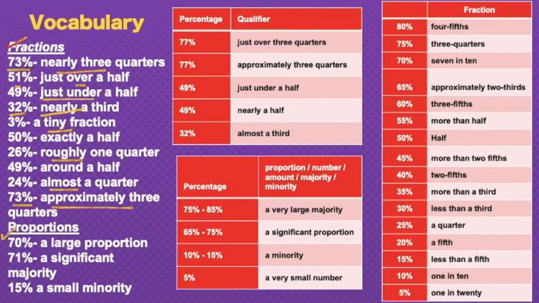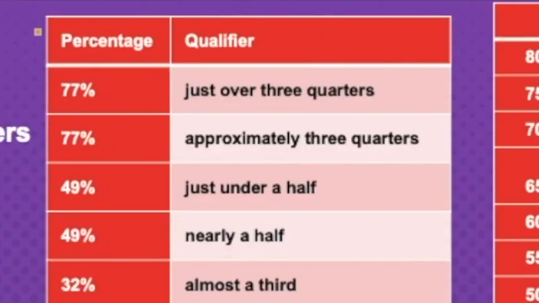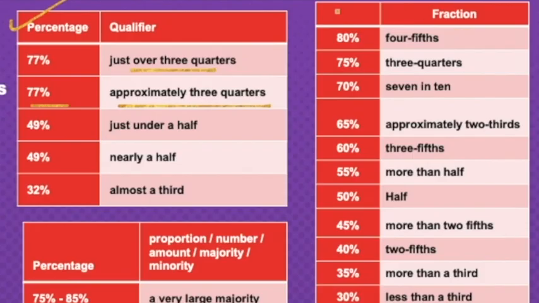For percentages like 70%, we can say a large proportion, a significant majority, and a small minority, which is 15%. Other qualifiers can be 77% just over 3/4, or 77% approximately 3/4, right? So this is the vocabulary that you can take a look at. This is in terms of percentages, and this is in terms of fractions.